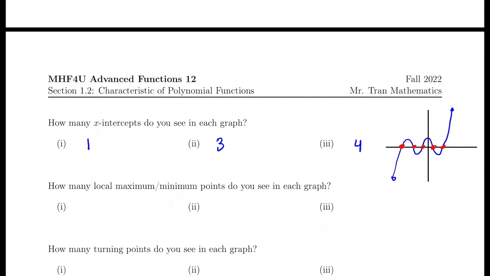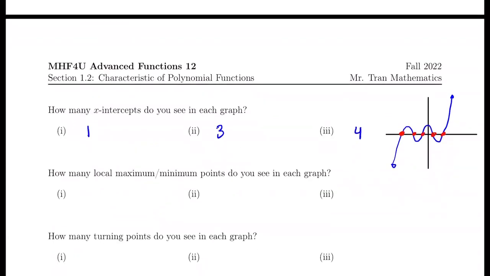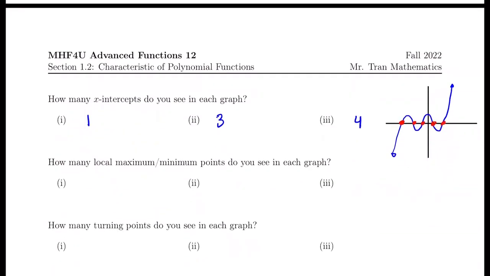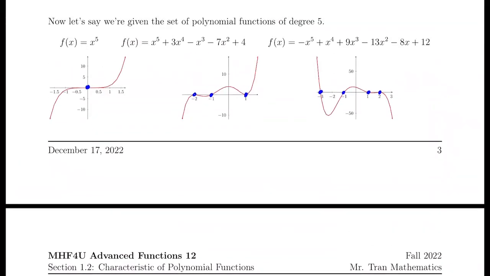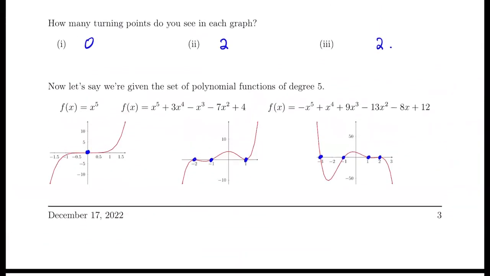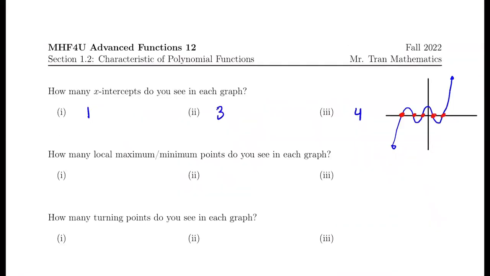And now we could also work with the local minimums and maximums, which we'll do next. Okay, so how many local maximums and minimums do you see in each graph? Well, once again, in the first graph, there are no local maximums or minimums here, because it's always going to be increasing. And it's not going to go increasing and then decreasing. So that means for the first graph, we would have 0.